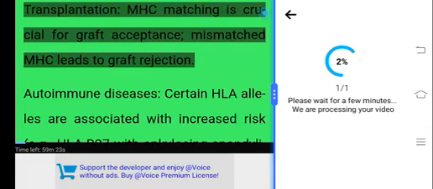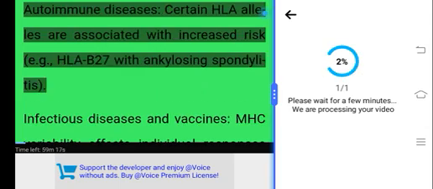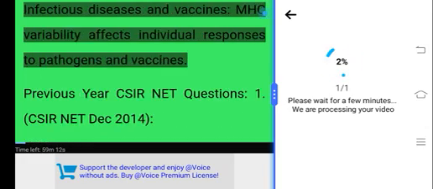Clinical relevance. Transplantation. MHC matching is crucial for graft acceptance. Mismatched MHC leads to graft rejection. Autoimmune diseases. Certain HLA alleles are associated with increased risk, e.g., HLA-B27 with ankylosing spondylitis. Infectious diseases and vaccines. MHC variability affects individual responses to pathogens and vaccines.